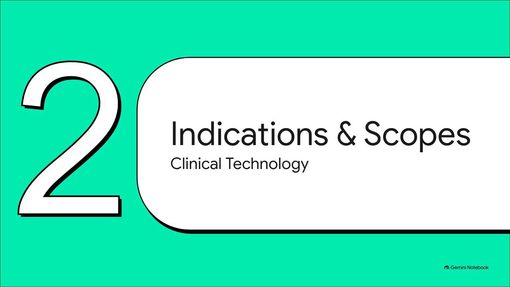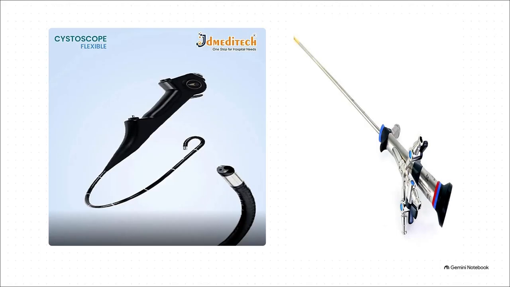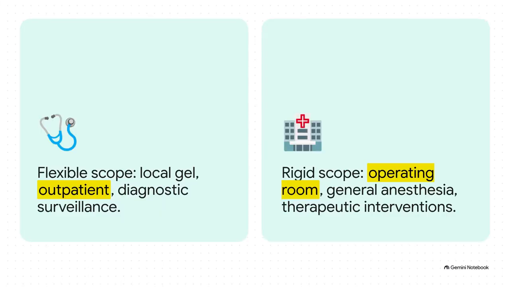Moving right along to Section 2, Clinical Indications and Scope Technology. Now, think about the physical differences between the two main tools urologists use. You've got the flexible cystoscope, which is a pliable fiber optic tube, and then you have the rigid cystoscope, which is essentially a straight, solid metal telescope. Just by checking the operative report to see which specific scope was used, you immediately get a massive clue about whether you're heading down a diagnostic or a therapeutic coding pathway.